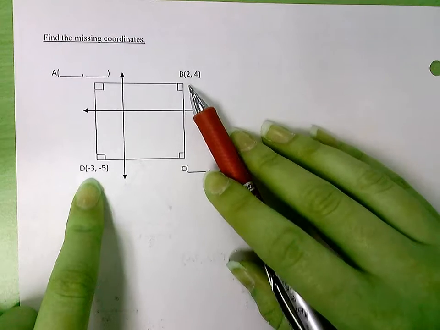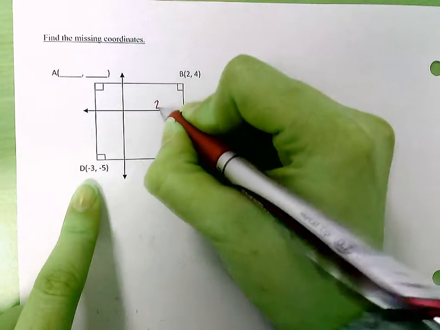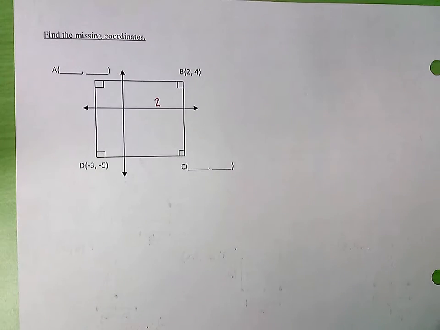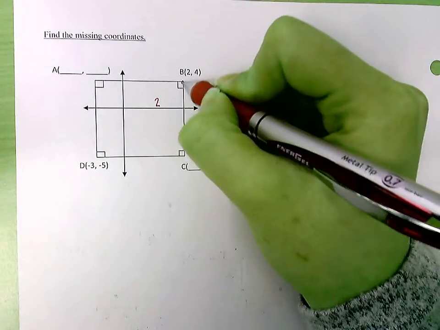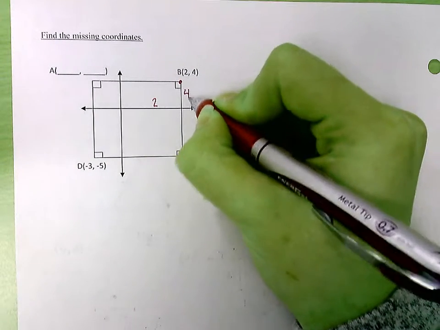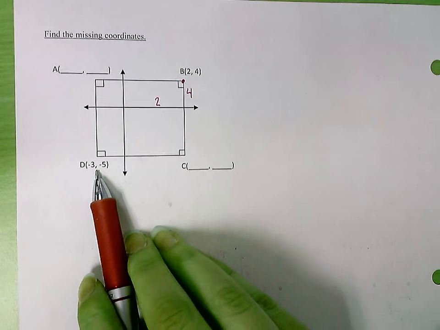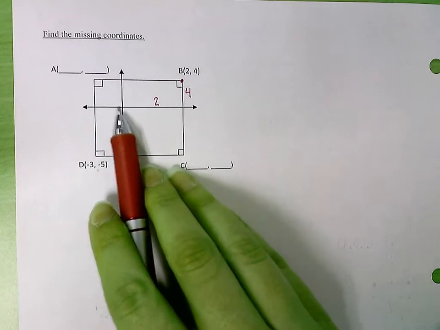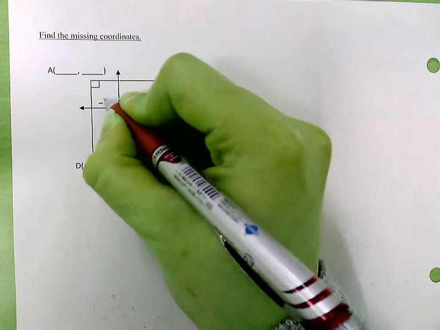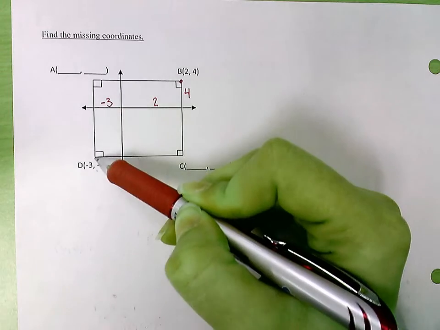To get to point B, I go right 2 units, right? Okay, so I'm going to write 2 on that x-axis there. And then I go up 4 to get to this point. Okay, so I'm going up 4 units. For D, I need to go left 3. So from the origin, I go left 3 units. And then I go down 5. Okay, so that length has to go down 5.